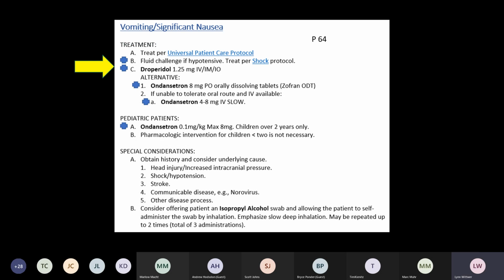Vomiting, significant nausea, we've added the Peridol 1.25 milligram IV. Pediatric patients, we've not gone away from the ondansetron for nausea. Generally don't need to treat kids for nausea. Now remember, one of the other things to consider for nausea is the isopropyl alcohol swab and inhalation. It works on some people.